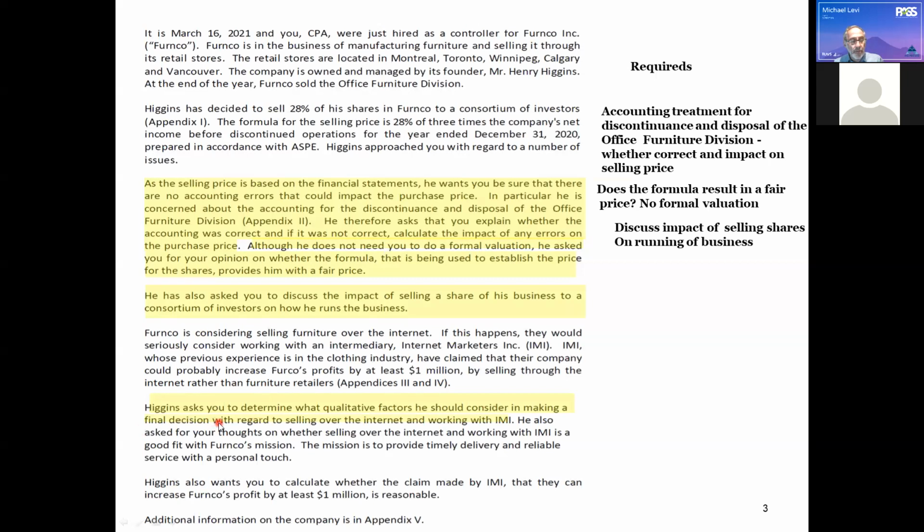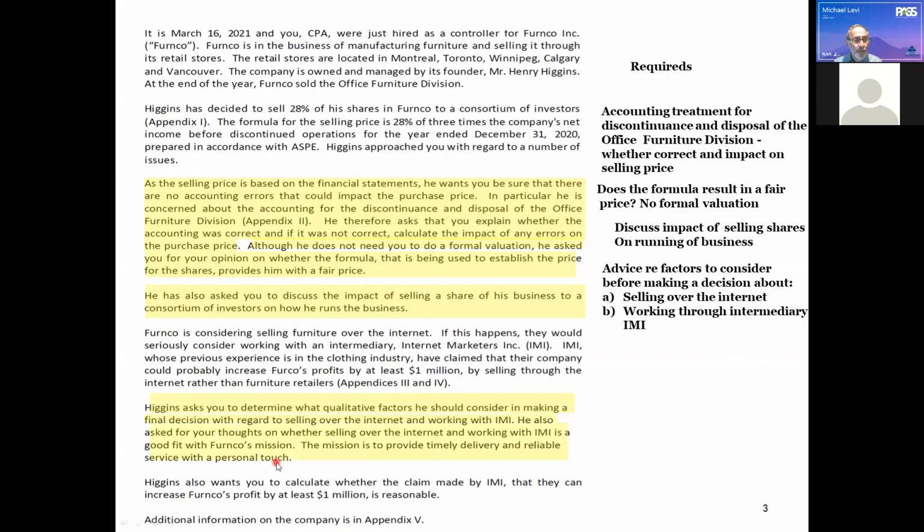Higgins asks you to determine what qualitative factors he should consider in making a final decision with regard to A, selling over the internet, and B, working with IMI. Obviously, I inserted the A and B. I was just trying to point out to you that you can have a one-sentence required with two parts to it. And it's absolutely critical that you address both parts. There's not necessarily going to be an A or a B.